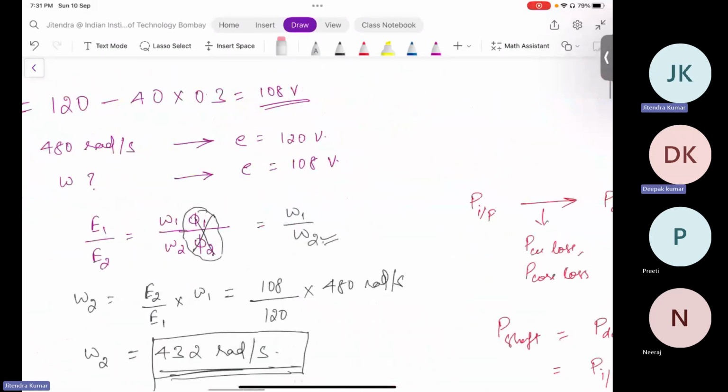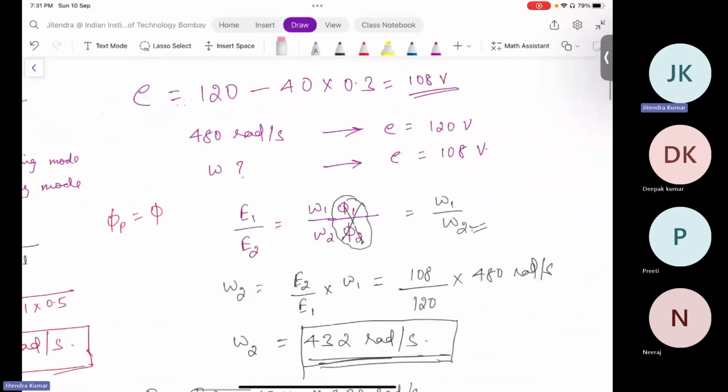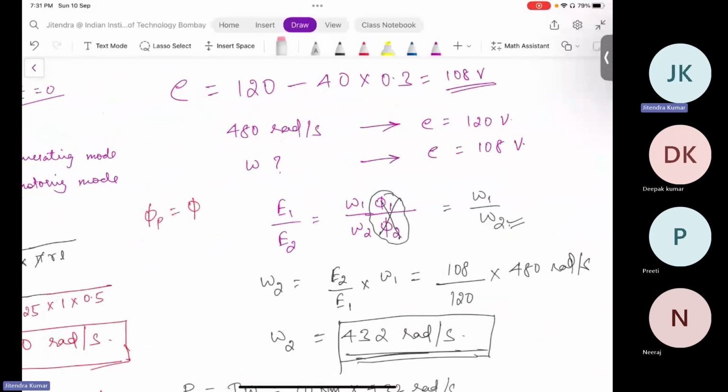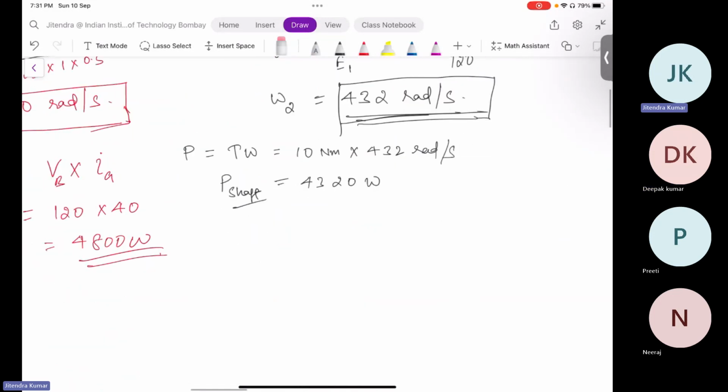This is EMF induced. It is not VB. You understand the difference between EMF induced and supply voltage. Supply voltage will not change, but EMF induced is dynamic. Now you have to say whether this machine is operating in motoring mode or generating mode.